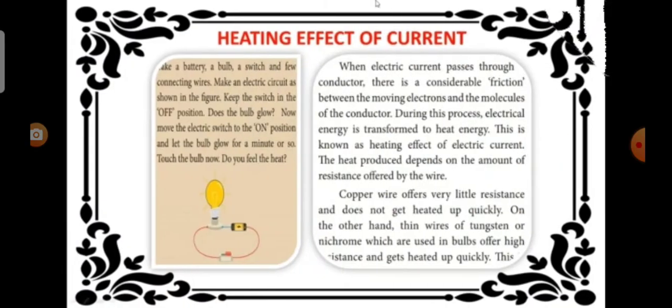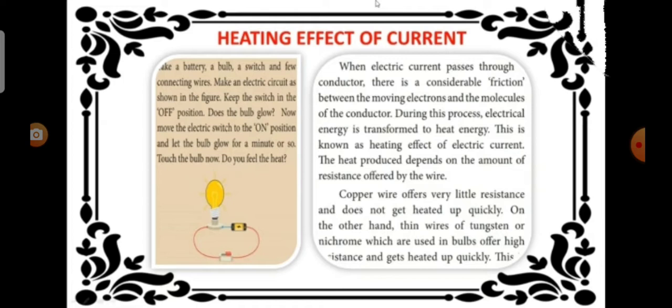Now we see about the heating effect of current. We take a battery, bulb, switch and a few connecting wires. Make an electric circuit as shown in the diagram. Keep the switch in the off position. Does the bulb glow? No. Now move the switch to the on position and let the bulb glow for a minute or so. Does the bulb glow now? Do you feel the heat? Yes, we can feel the heat.